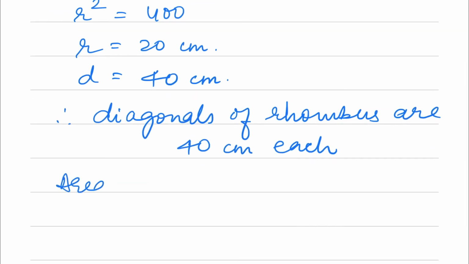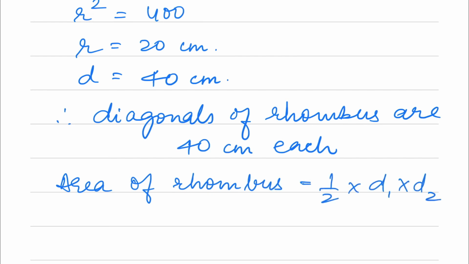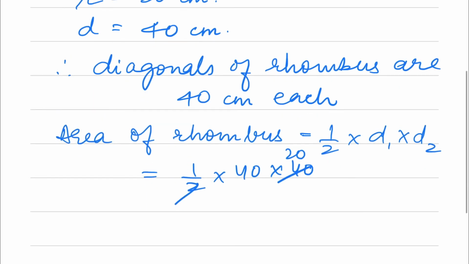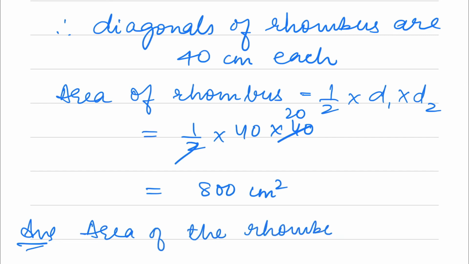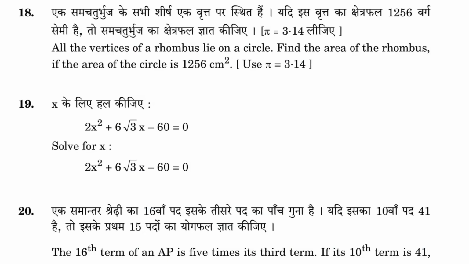Now area of rhombus is half into diagonal 1 into diagonal 2. So now half into 40 into 40, this is 20, so this comes out to be 800 centimeter square. So answer, area of the rhombus is 800 centimeter square.